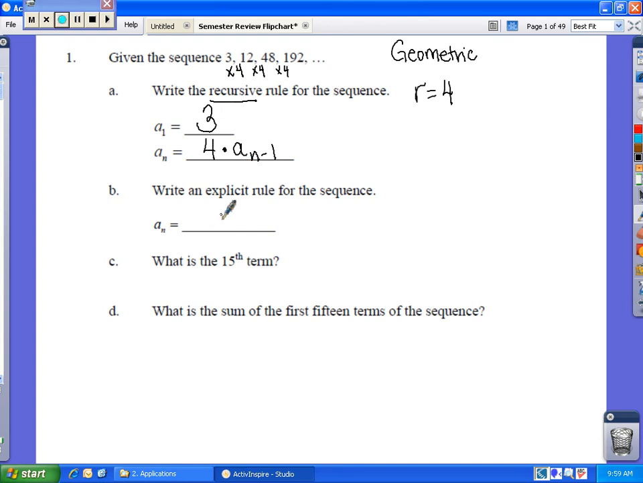The explicit rule is going to be take the a sub 1 value, which is 3, and I'm going to multiply it by the common ratio 4 to the n minus 1 power. Okay? So whatever number you're looking for, in this case if you want the 15th term, a sub 15 is equal to 3 times 4 to the 15 minus 1.